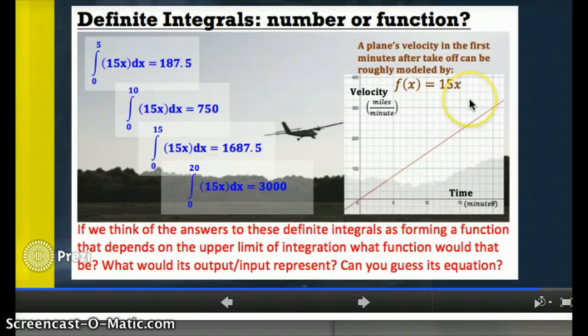In this situation, we just discussed how the area under the curve really means the total distance. So that means 5 minutes in, that's how far the plane's gone. How about this definite integral? What does this definite integral mean?